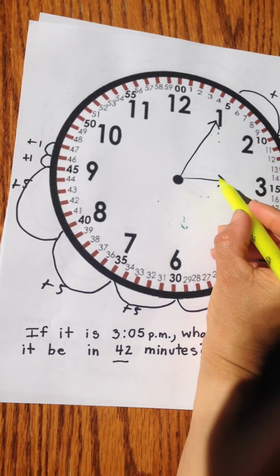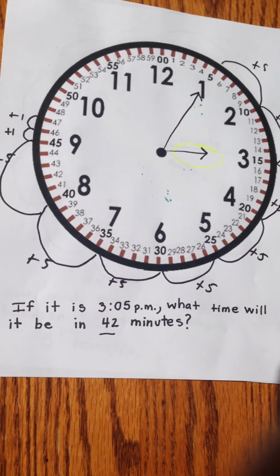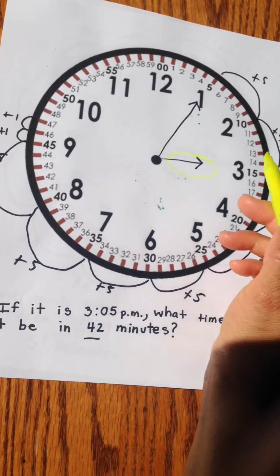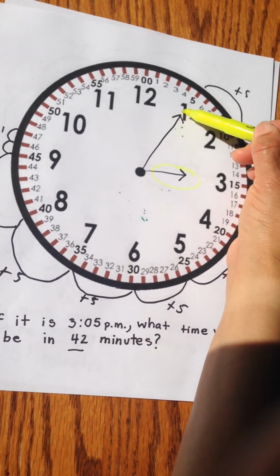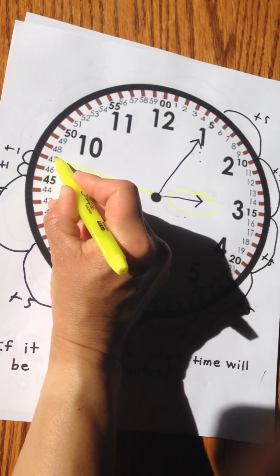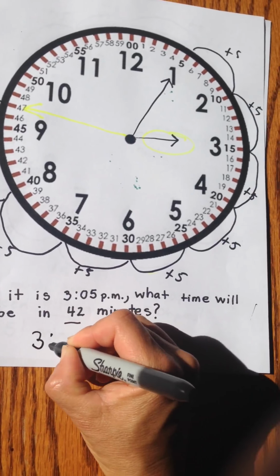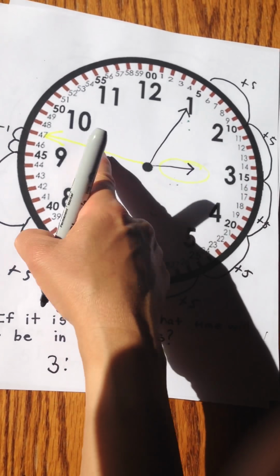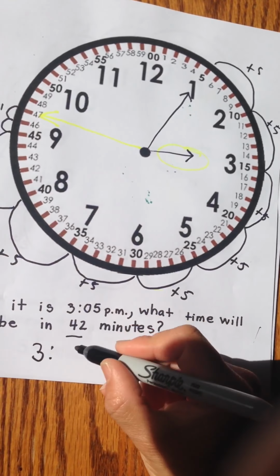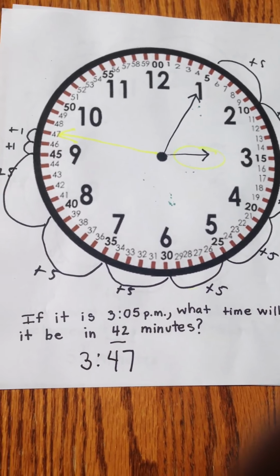We know it's 3 o'clock because that's our hour hand. Now we're going to go ahead and count. We take our minute hand and go all the way around. Our minute hand is going to mark all the way here. So we know it's 3 o'clock for the hour, and the amount of minutes is 47 minutes. And that's how you use an analog clock for elapsed time.